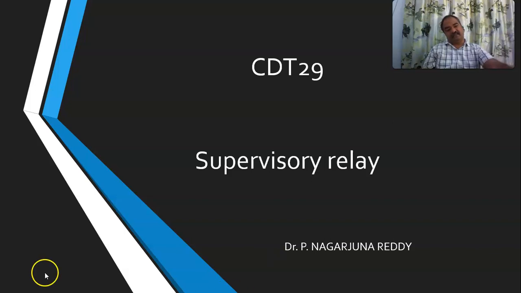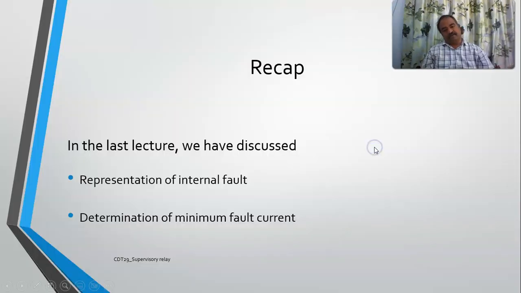In the last lecture, we discussed the representation of internal fault, and we also determined the minimum fault current which the high impedance bus bar protection relay can detect.